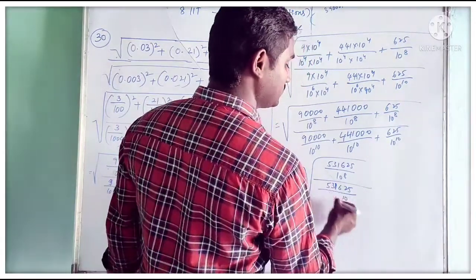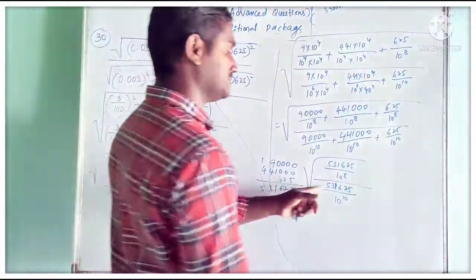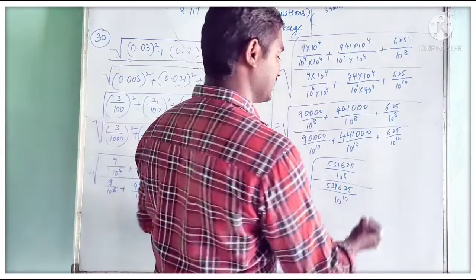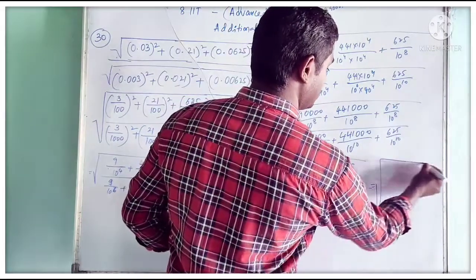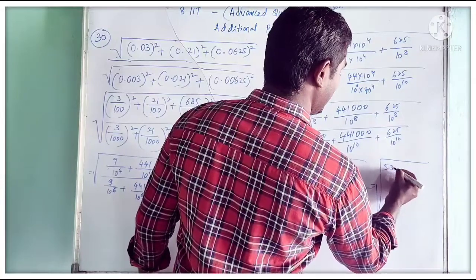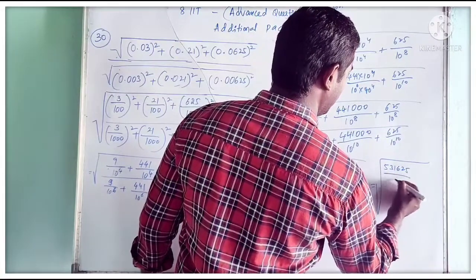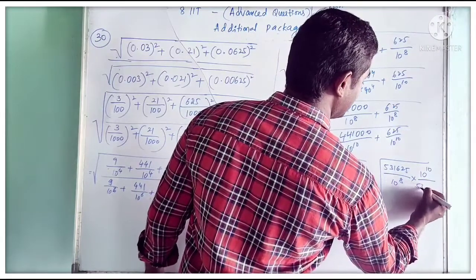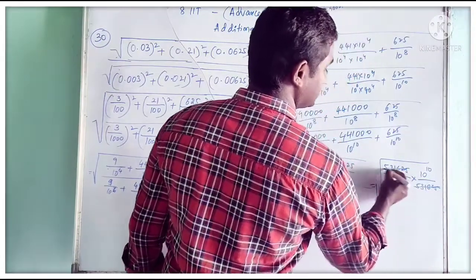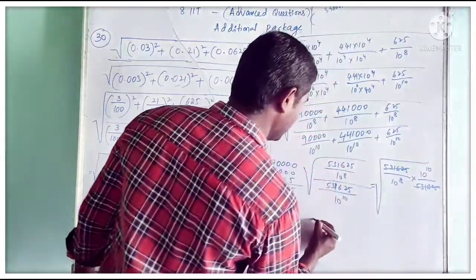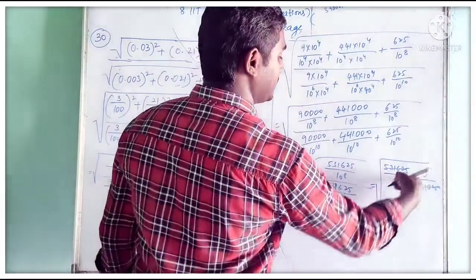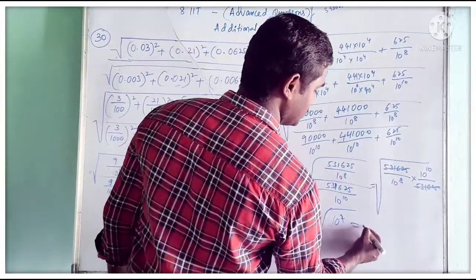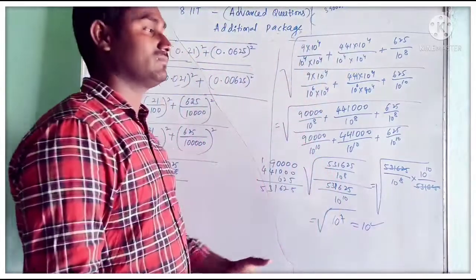So when we are dividing two fractions, we should do the reciprocal. So the reciprocal of this 5,31,625 by 10 power 10 becomes, we can write, square root of 5,31,625 by 10 power 8 into 10 power 10 by 5,31,625. This number is the same, we can cancel. So now the leftover is square root of 10 power 10 by 10 power 8. So we can write 10 power 2. So square root of 10 square is nothing but 10. So what is the answer? 10 is the correct answer for that.